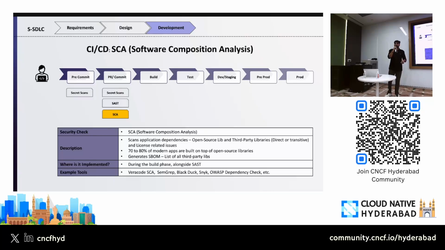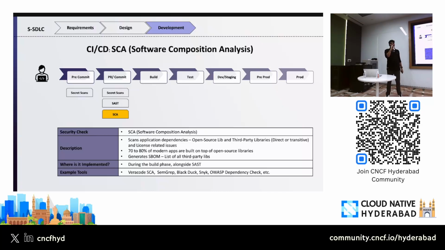bill of material. When I say software bill of material, it's a list of all the third-party libraries you used, or else you will miss out. If you are developing one or two applications, you can keep track of it. But when a company is developing hundreds of applications, you should make sure which application has which version of the library. Then only, whenever there is a security issue, you can go and fix it immediately.